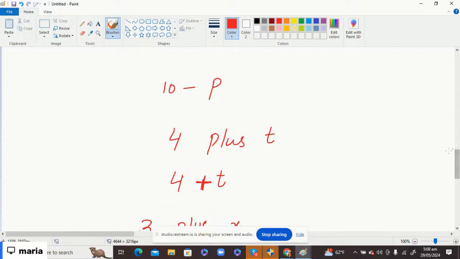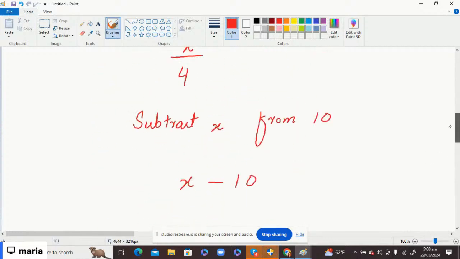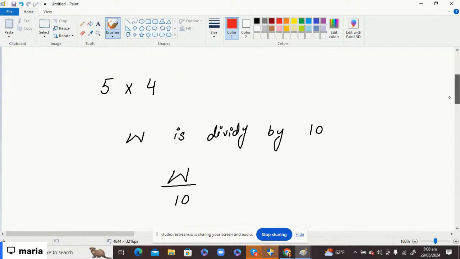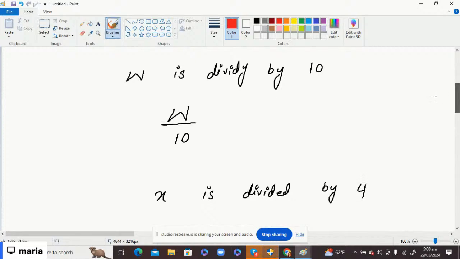Here is the subtraction. These are all the things. First is division: 5 divided by 4. We put the first number in the numerator and the second number in the denominator. W is divided by 10. You can also write it this way. Both are right.